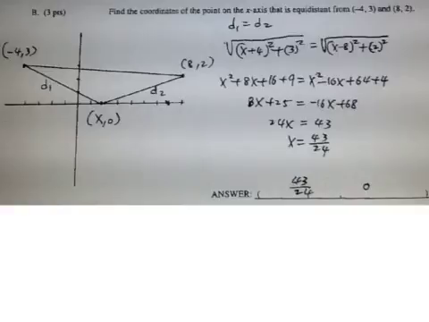We are told to find the coordinates of the point on the x-axis that is equidistant from (-4, 3) and (8, 2). So the distance from the two points will be the same. So I'm going to use my distance formula. Make sure you remember your distance formula, and if you do not know it, please take a moment to review that. But I'm going to be using the distance formula.